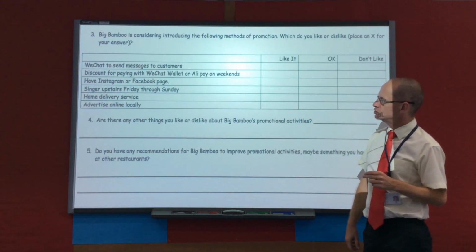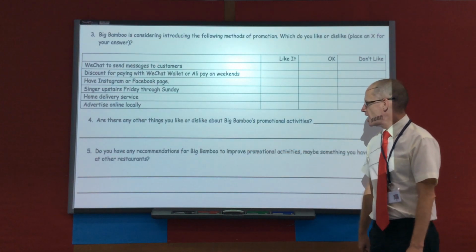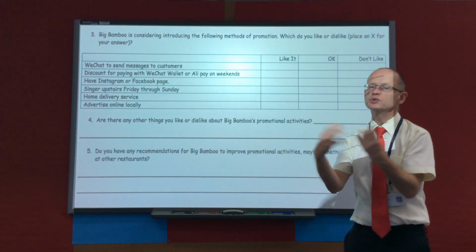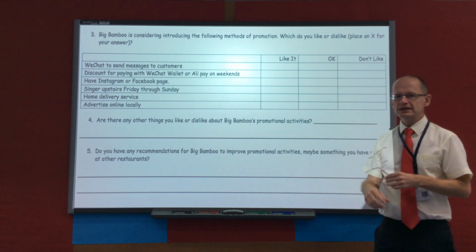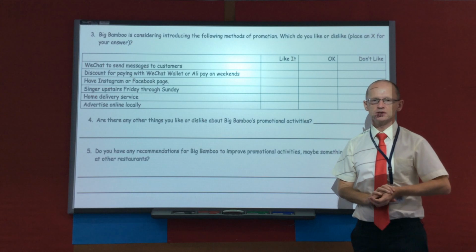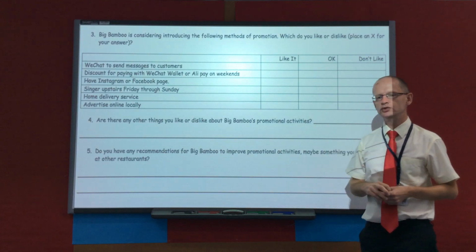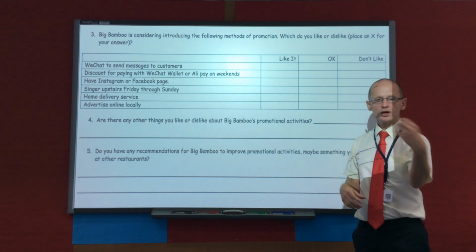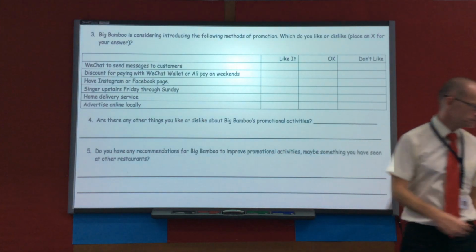Then are there any other things you like or dislike about Big Bamboo's promotional activities? And then have people seen promotional activities in other restaurants which they think could be used by the Big Bamboo? This should be quite simple for customers to fill in, as after all most of the answers are tick boxes. They just mark an X, and should therefore be easy to analyse the answers. Okay, as to what the business does well, not well, and maybe what it can do in the future.